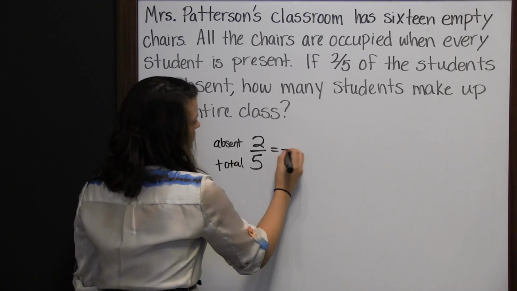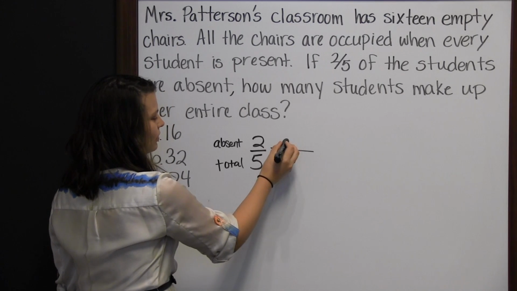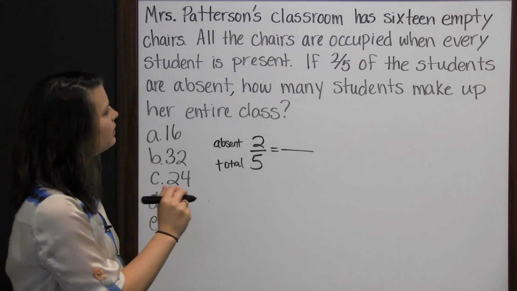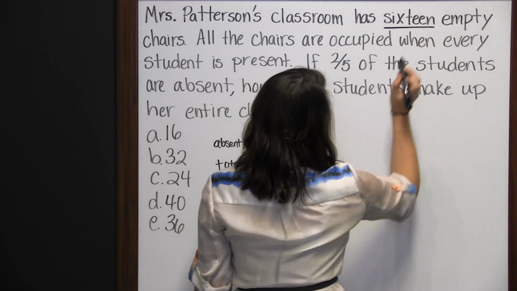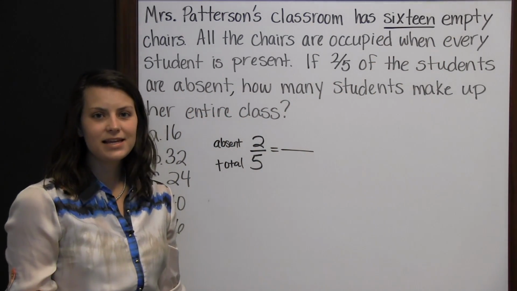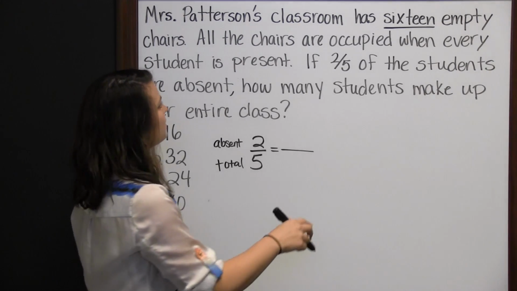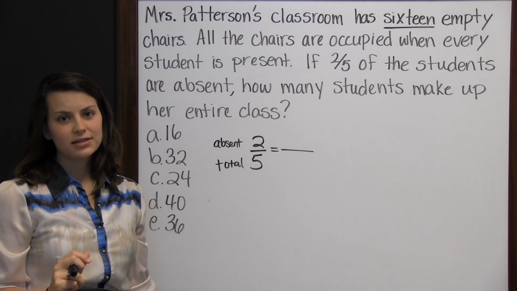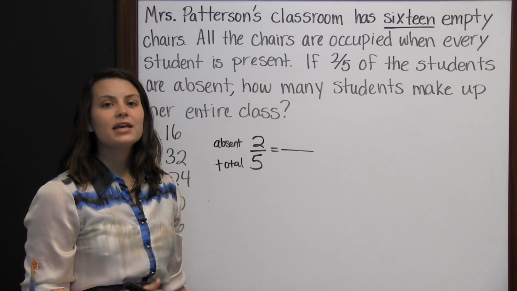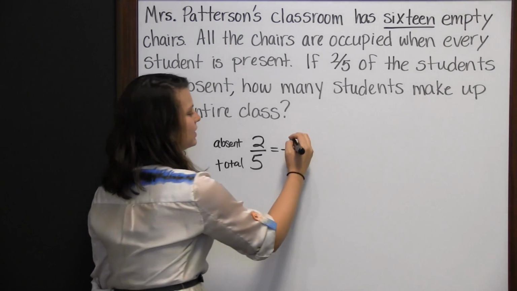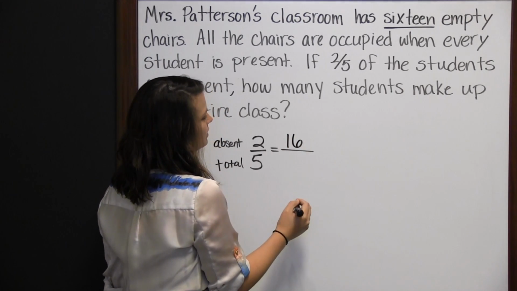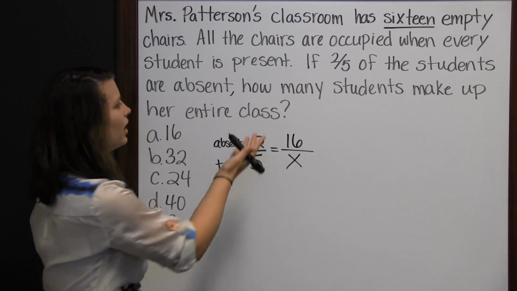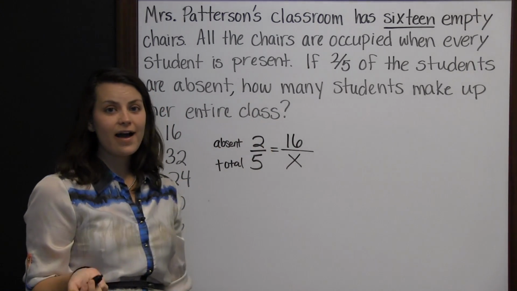And that equals, again, number of students who are absent divided by the total. And it says in the problem that there are 16 empty chairs, which means there are 16 students missing, since usually all the chairs are occupied when every student is present. So every empty chair is a student who's absent. So we have 16 absent students out of, and this is what we don't know, what's the total? How many students make up her entire class?